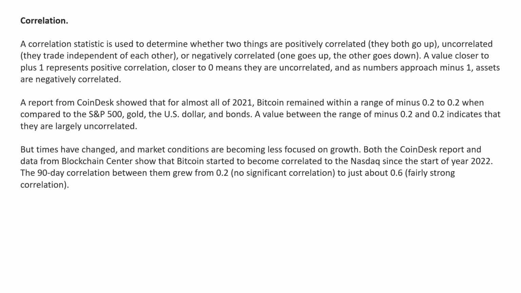Times have changed. Market conditions are becoming less focused on growth. Both the CoinDesk report and data from Blockchain Center show that Bitcoin started to become correlated to the NASDAQ. We are seeing this for the last few months, since the start of 2022. The 90-day correlation between them grew from 0.2 to 0.6, fairly strongly correlated. So last time we talked about interest rate versus NASDAQ, and we have added one more factor in between, which is Bitcoin, which moves with NASDAQ. It is presently at 0.6, which is a fairly strong correlation over the 90-day period.